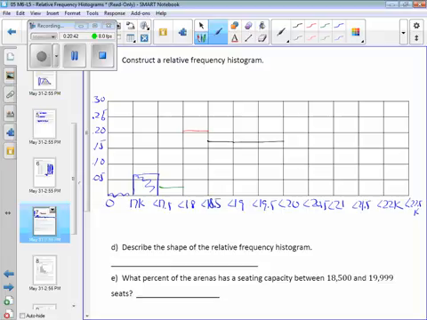0.07. 0.07? And then 0.07 again. Then 0.03? 0.03. Okay, that's it. Finish up your histogram, and then I'll tell you what your homework is.